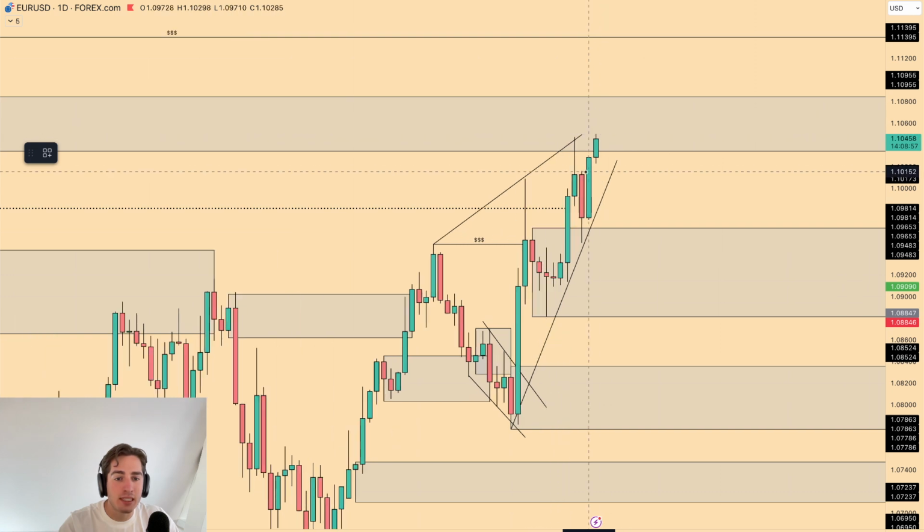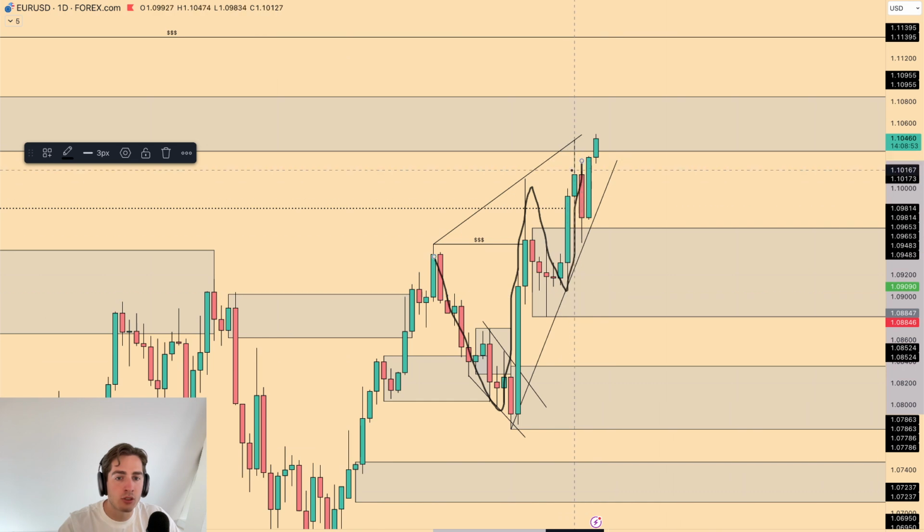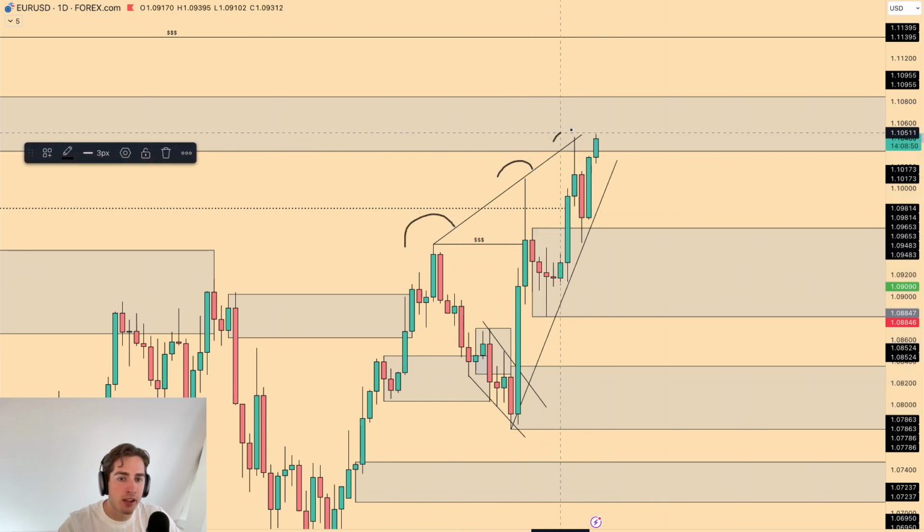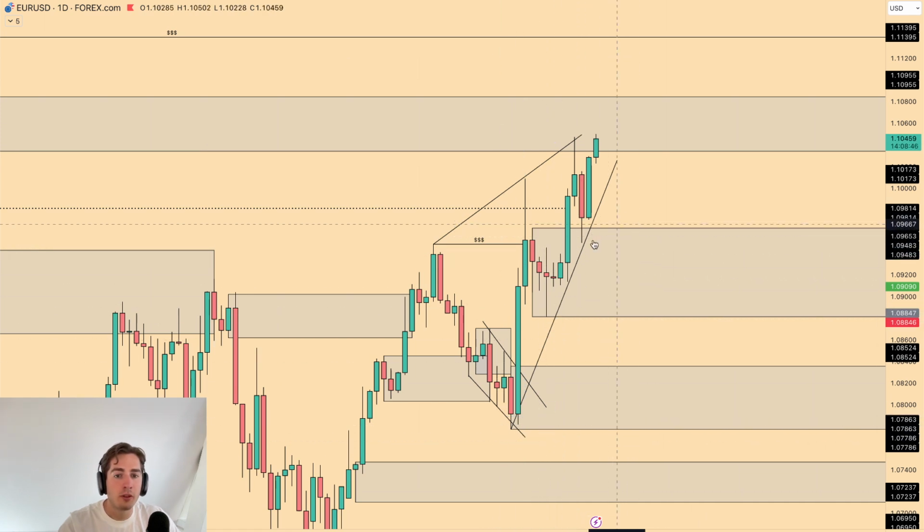EURUSD has now seen the creation of a new area of demand, and the overall order flow is bullish in towards the highs, obviously, right? We're creating higher high, higher high, higher high, higher low, higher low, higher low. But now what should we look out for?